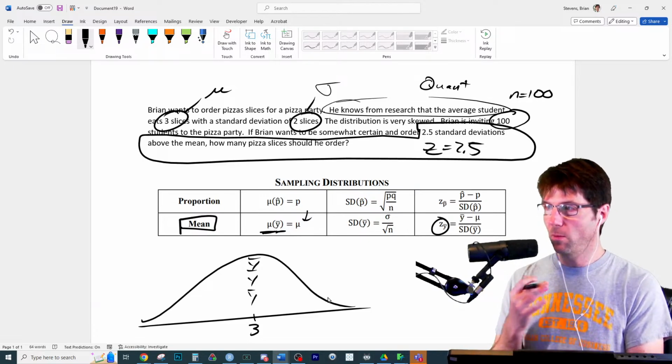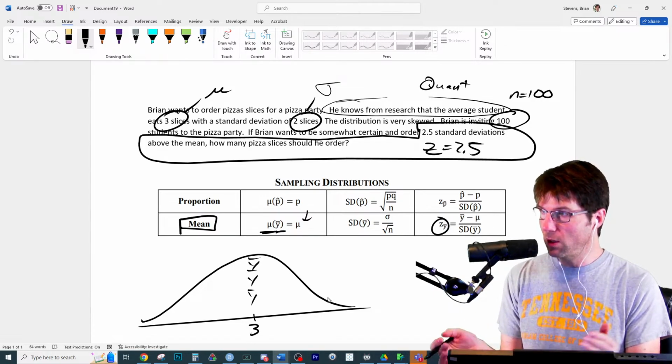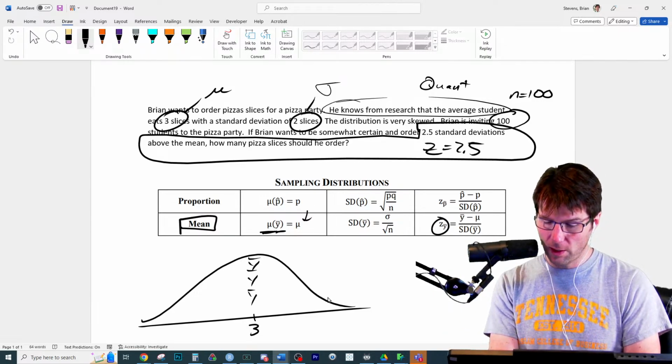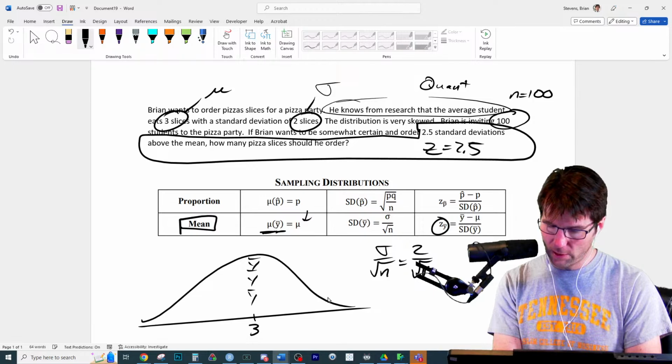So is it always going to be, wow, every semester I invite 100 students and it's literally 3 every time on average? No, we need variation in it, right? So the variation right here is going to be the original standard deviation over the square root of n, which is going to be 2 over square root of 100.